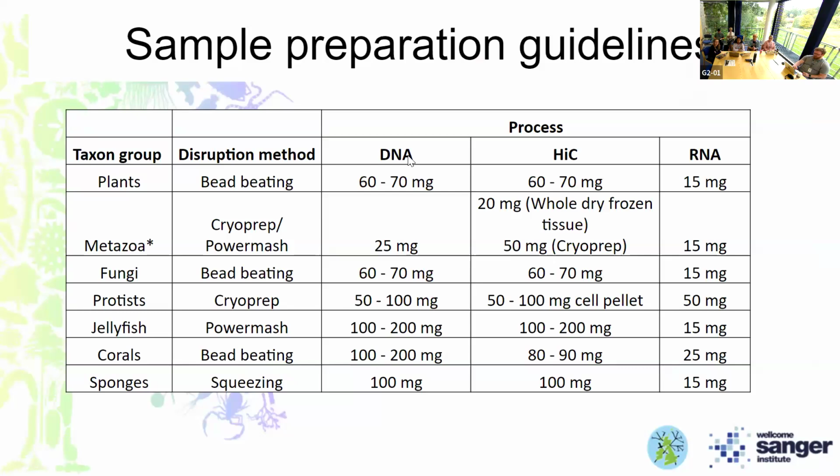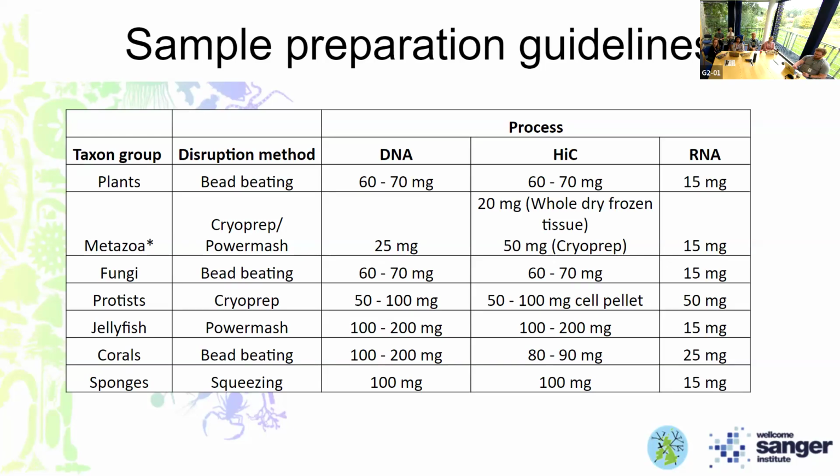This is a quick overview of how different taxons are disrupted, and then they are picked up and weighed for different downstream processes. As you can see, the plants and fungi are beaten, and we require 60 to 70 milligrams for DNA, 60 to 70 for Hi-C, and 15 mg for RNA. Whereas the metazoans, chordates and other species can be cryo-prepped, power mashed, or beaten, and sponges are squeezed for their extraction process, which Liz will walk us through in the next few slides.